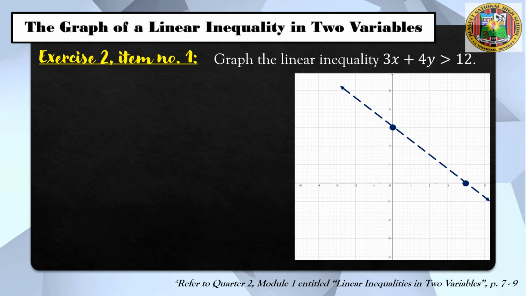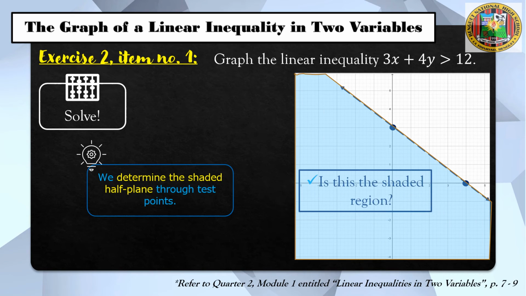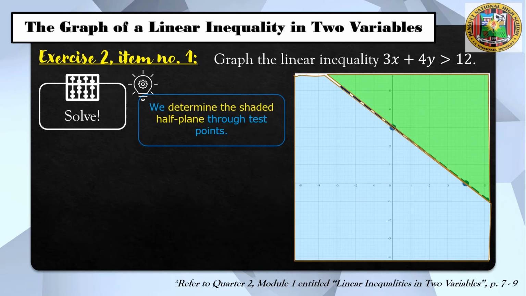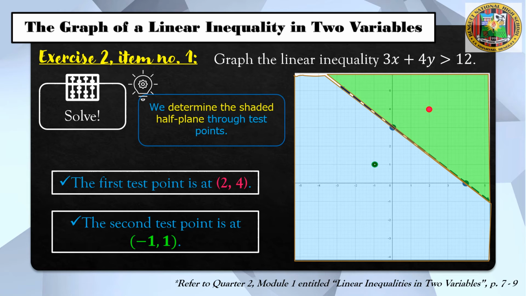Let us check which region is going to be shaded in the graph. Is it this region or is it this region? We choose (2, 4) and (-1, 1) as our test points from each region.